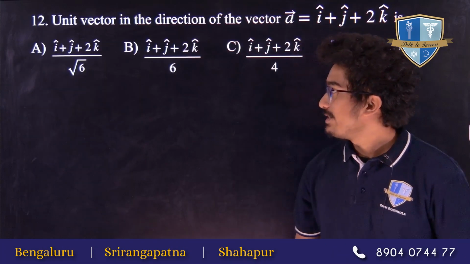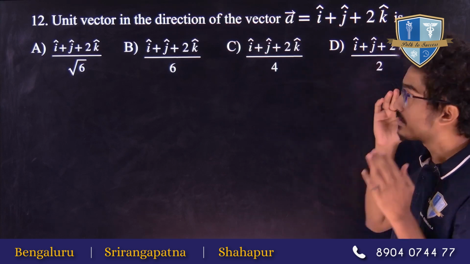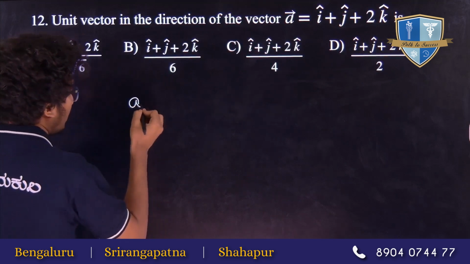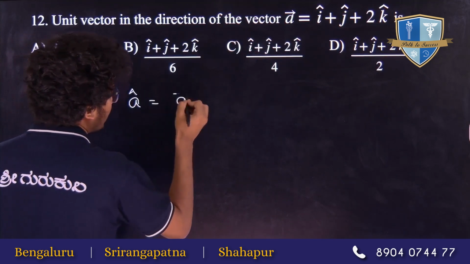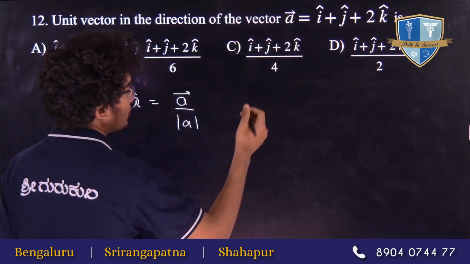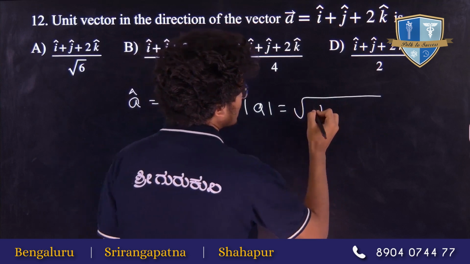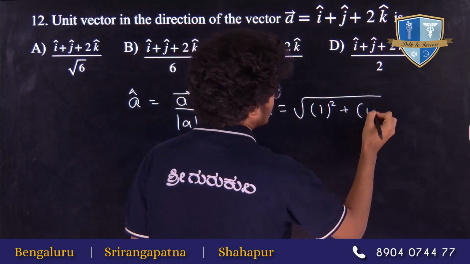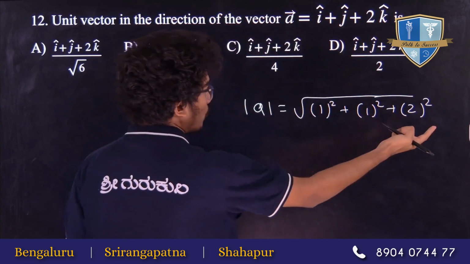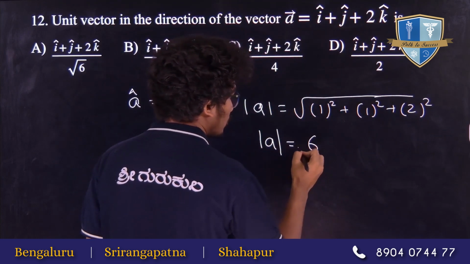So the next question: the unit vector in the direction of vector A equals i plus j plus 2k. So the unit vector formula, if you remember, A cap is equal to A vector divided by the magnitude of A. Correct? So this is the A vector, and the magnitude of A, if you calculate, will be root of 1 square plus 1 square plus 2 square. So 2 square is 4, plus 1 is 5, plus 1 is 6. So the magnitude of A is root 6, correct?